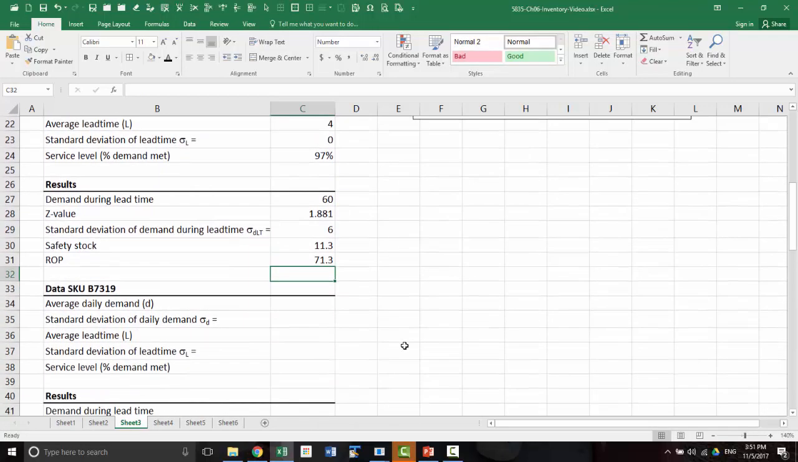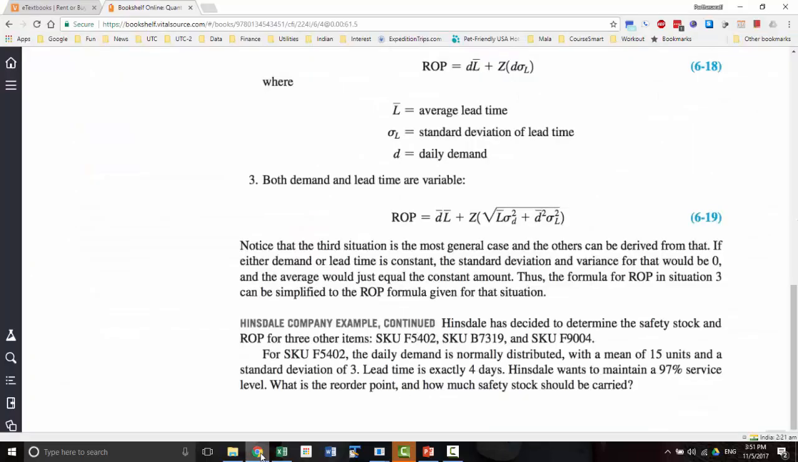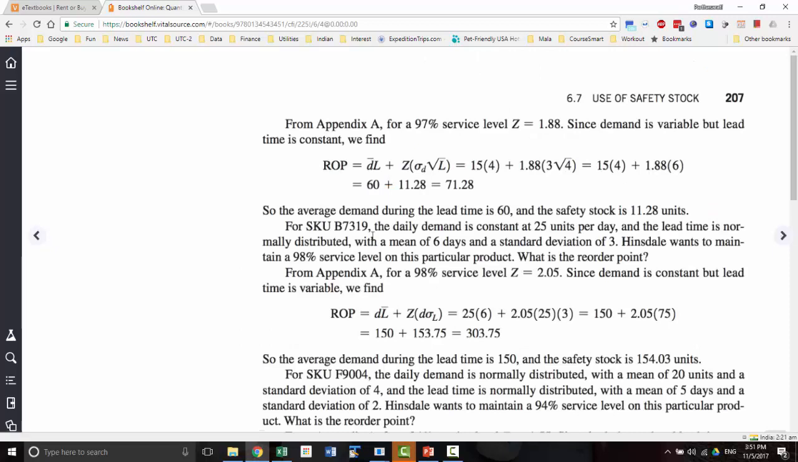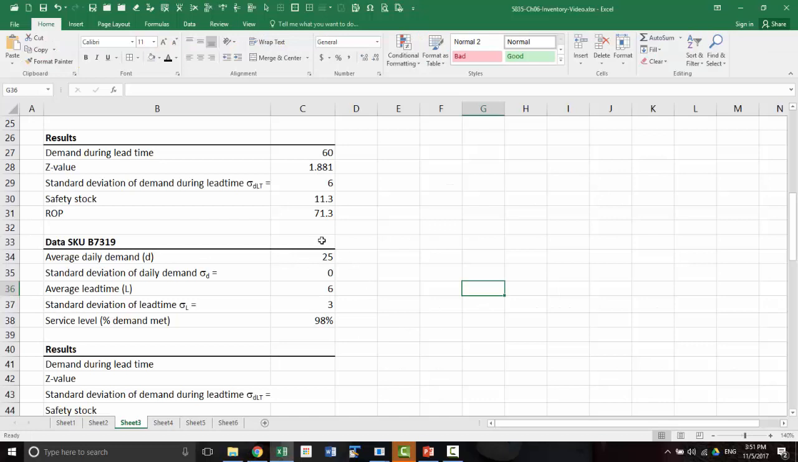Now the next item, which is 7319. Here the demand is constant and the lead time is normally distributed with a mean of 6 and standard deviation of 3, and we want a 98% service level. Demand is constant 25 and therefore standard deviation is 0. Lead time is 6. Standard deviation for lead time is 3.